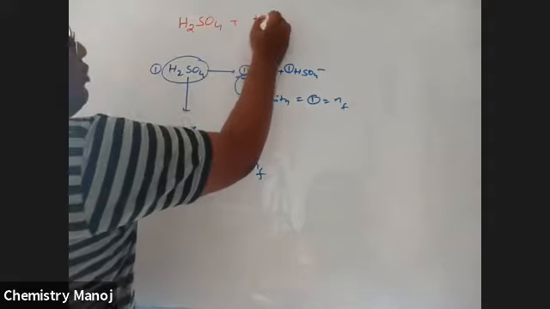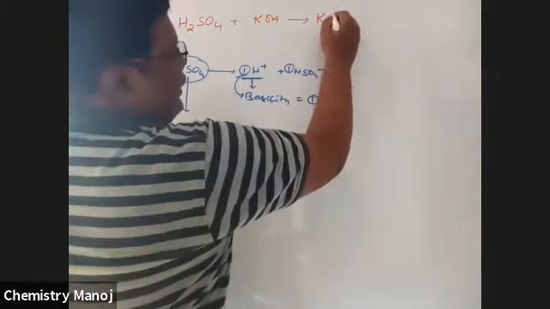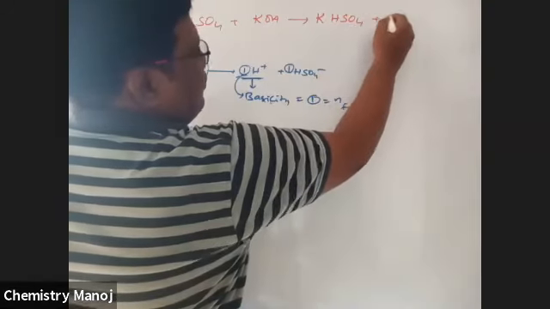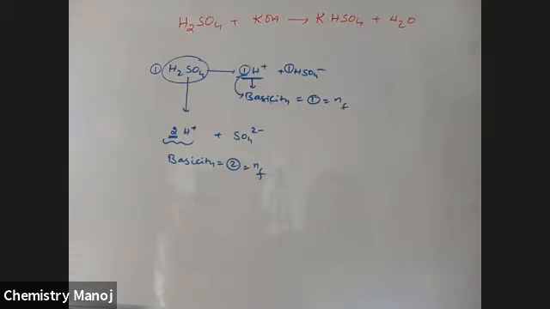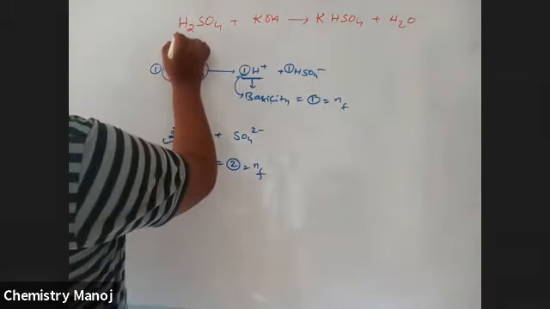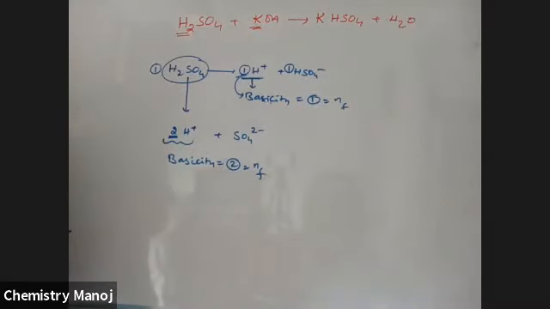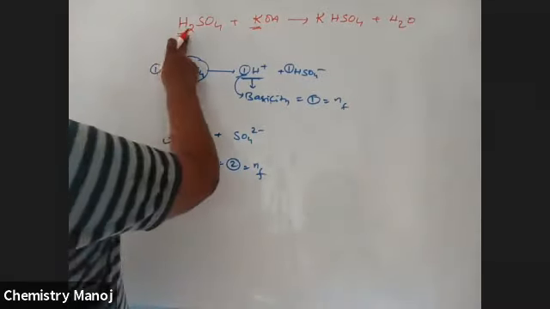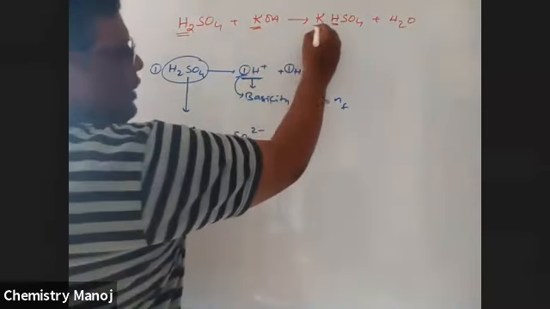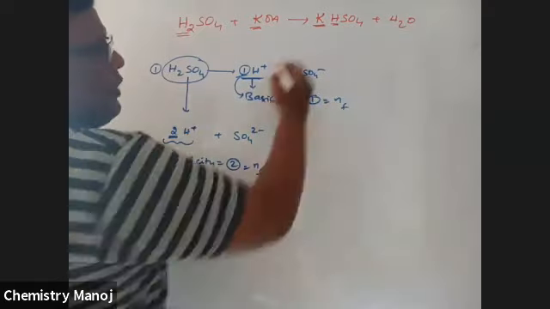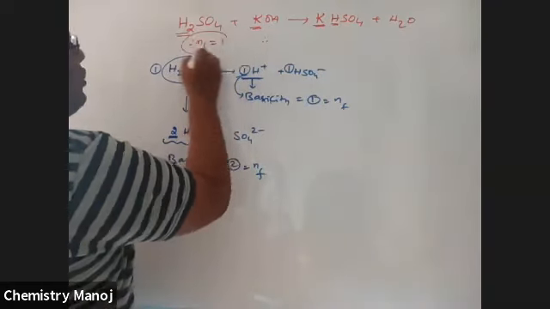H2SO4 reacts with KOH. That gives KHSO4 plus H2O. Now, in this reaction, how many hydrogens are replaced by this potassium? Tell me, how many hydrogens are replaced? So see here, 2 hydrogens are there. Already 1 hydrogen itself exists. Therefore, only 1 hydrogen is replaced by this potassium. Therefore, here the N factor for H2SO4 is equal to 1.